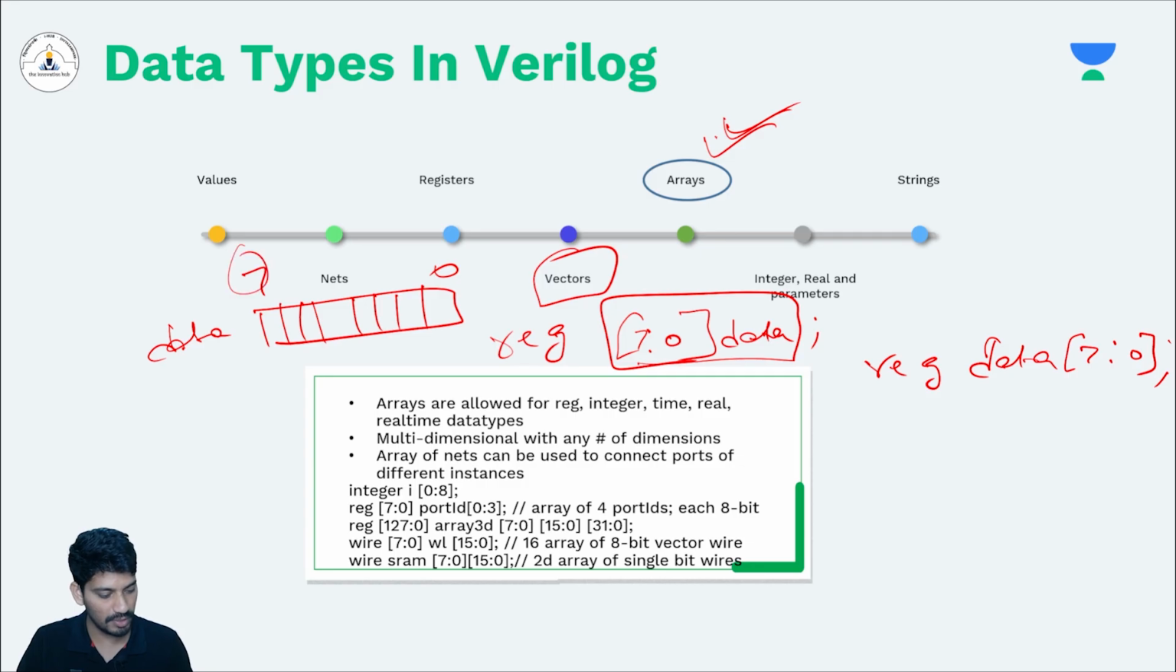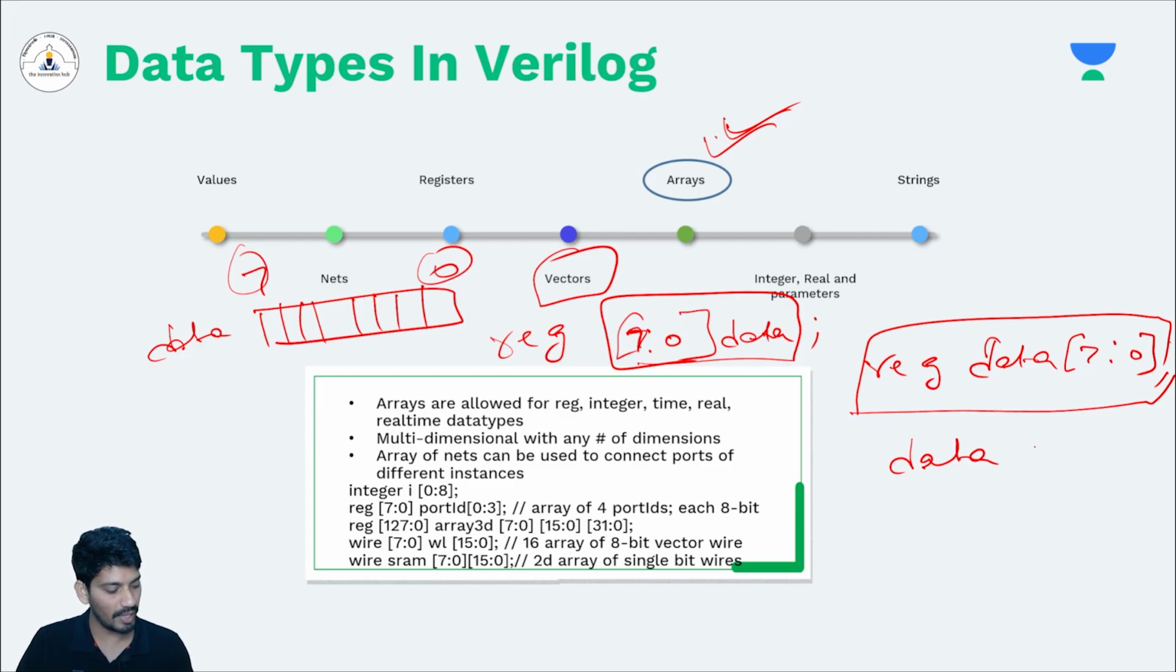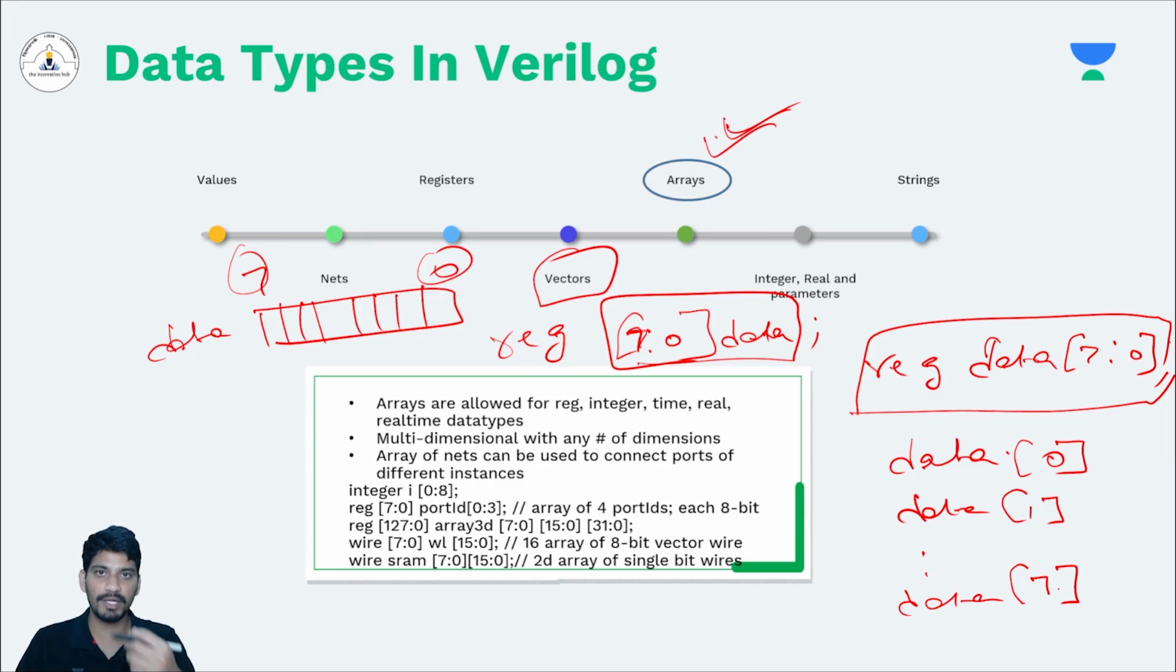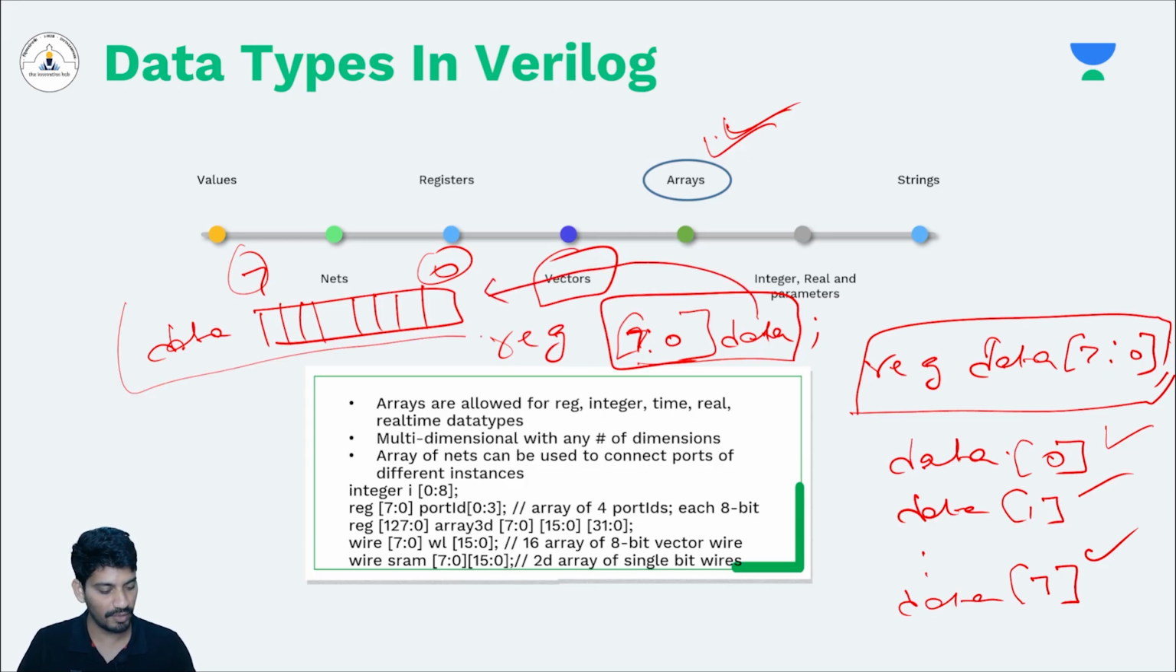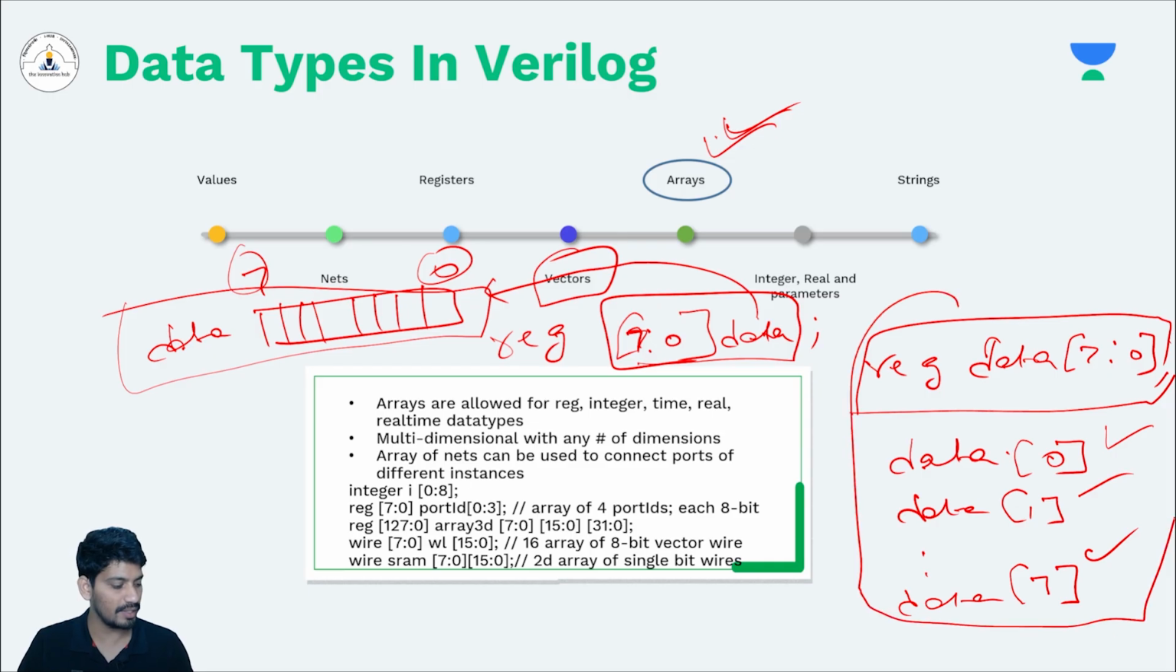7 is the MSB and 0 is the LSB, right? We know the rightmost part is the LSB. But this is a definition of an array. How does this look? It has single-bit values of 8 different registers: data 0, data 1, similarly up to data 7. So these are single-bit registers with 8 different values like this, and that is a single vector with an 8-bit value. So you understand the difference between vector and array, right?